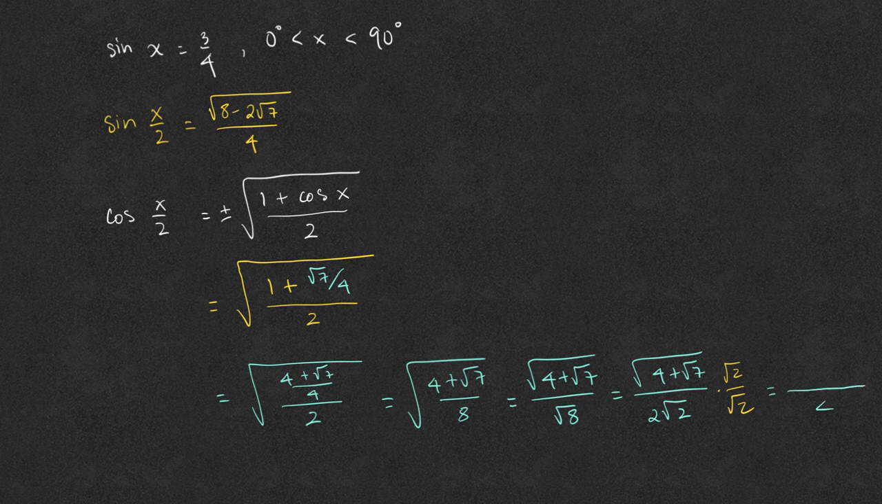The denominator is 4. In the numerator, we put all of these under one root. So we have 4 plus root 7 times 2. We bring the 2 and 4 plus root 7 underneath the same root. We will end up with cosine of x over 2 equals the square root of 8 plus 2 root 7 over 4. The difference here is that earlier with sine of x over 2 we have a minus, and with cosine of x over 2 we have a plus.